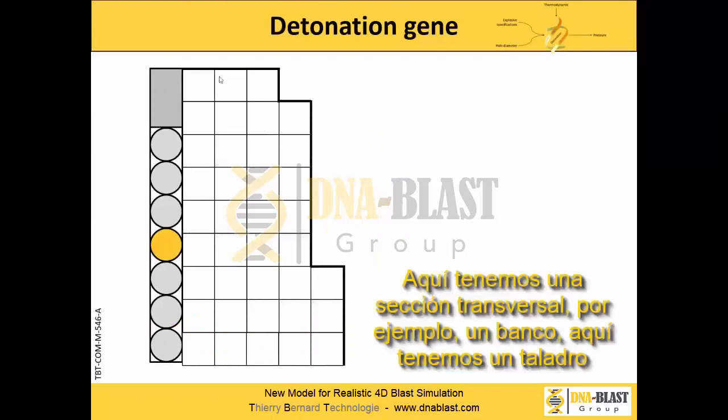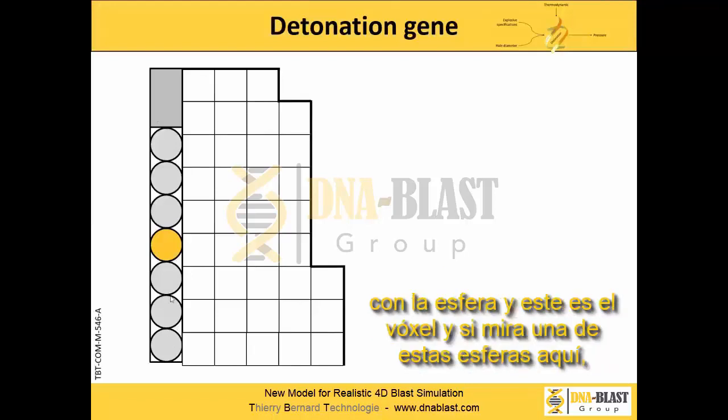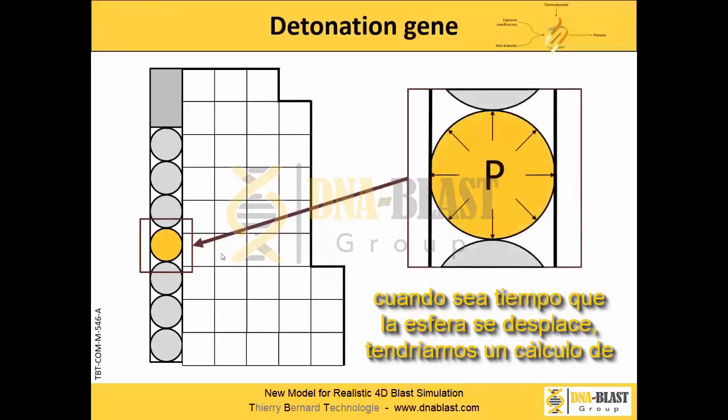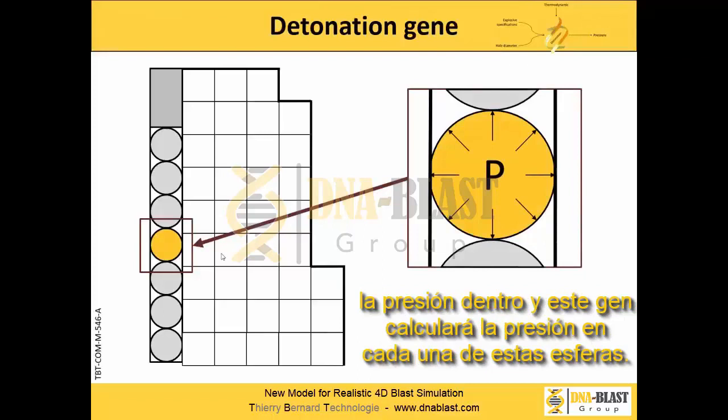Here you've got a cross-section, for example, of a bench. You've got the borehole here with the spheres, and this is the voxel. And if you look at one of these spheres here, when it's time for the sphere to go off, you will have a calculation of the pressure inside, and this gene will calculate the pressure in each of these spheres.